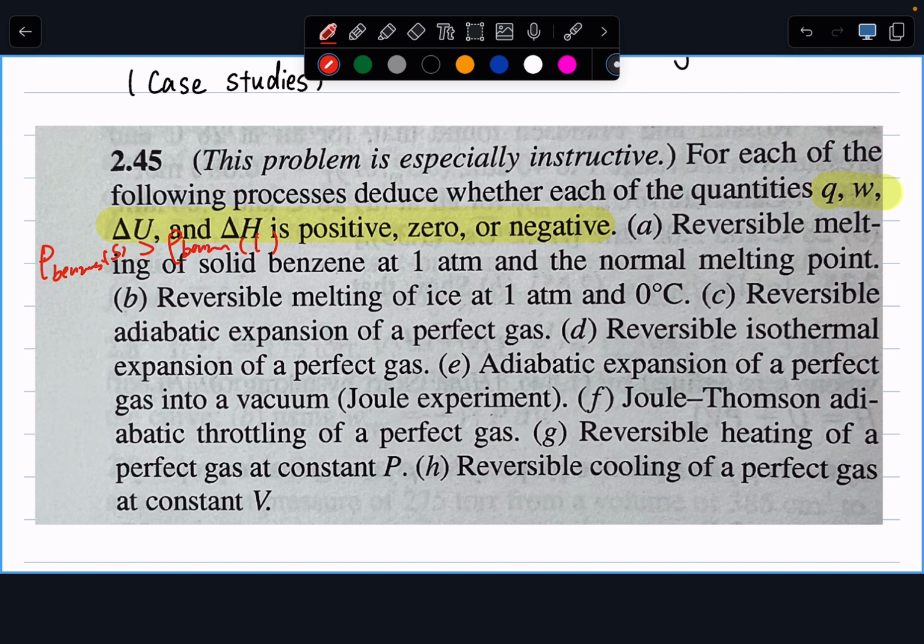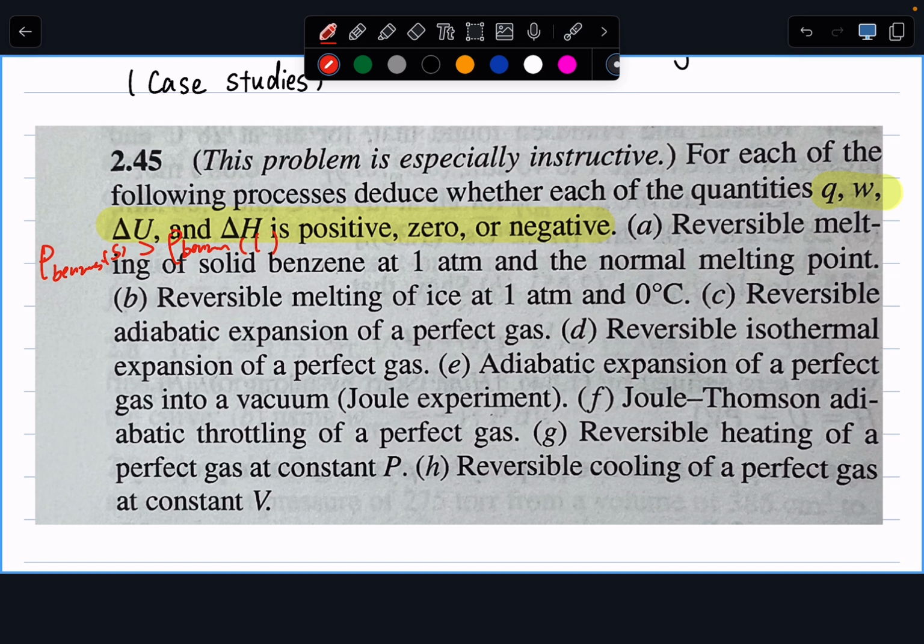And that equals negative, my pressure is constant. It says reversible melting of solid benzene at 1 atm and normal melting point. So we specified the pressure as constant for that process. So we can take the pressure out, and we have V final minus V initial.